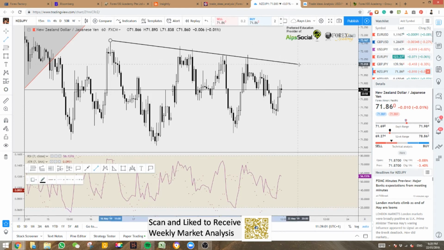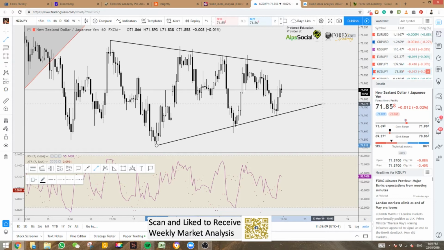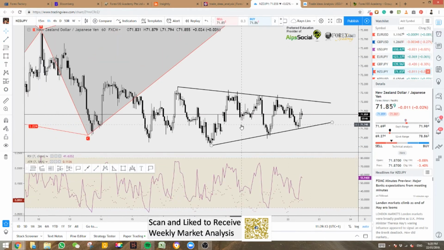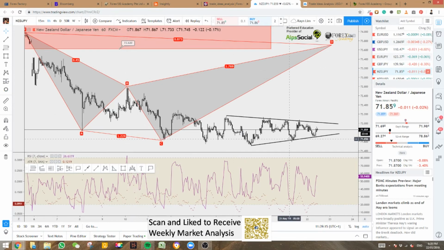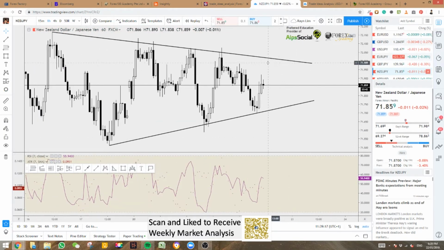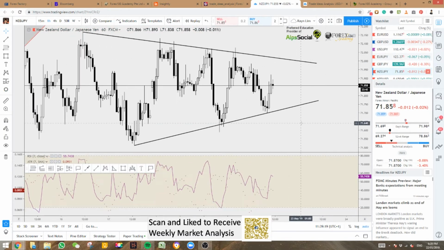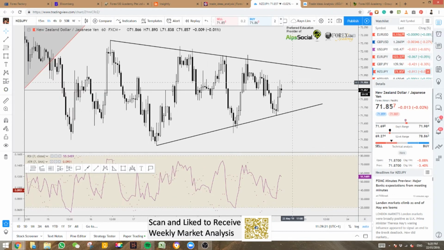This. A series of lower highs and a series of higher lows over here. So market goes into a consolidation. Previous trend is downwards, so I'm more in favor of a selling opportunity. Alright, so I'm looking for a shorting opportunity over here.